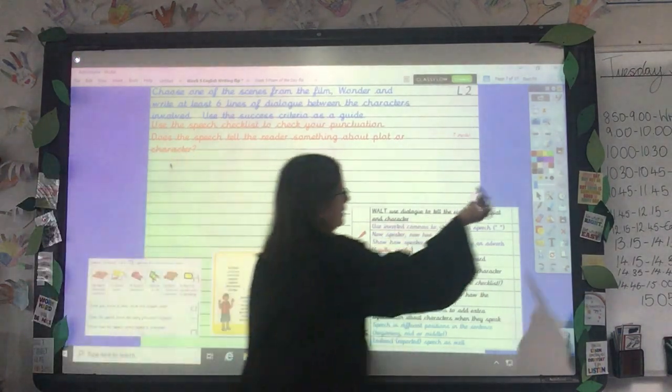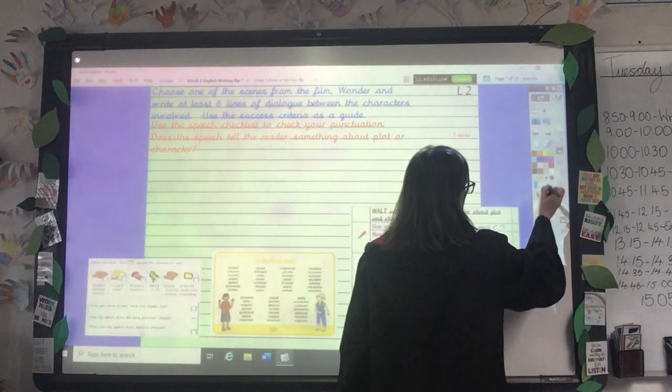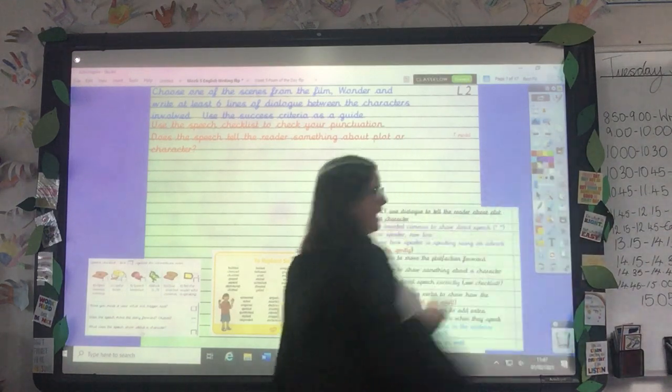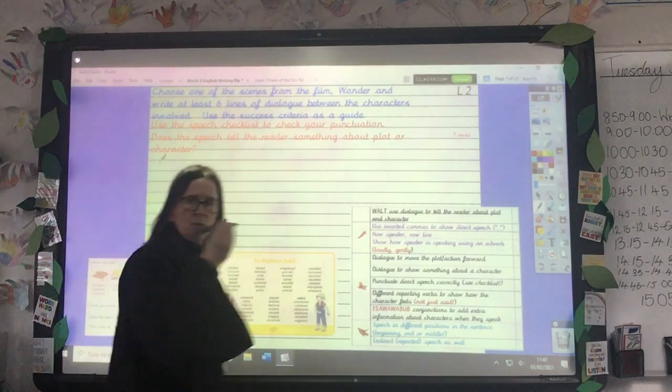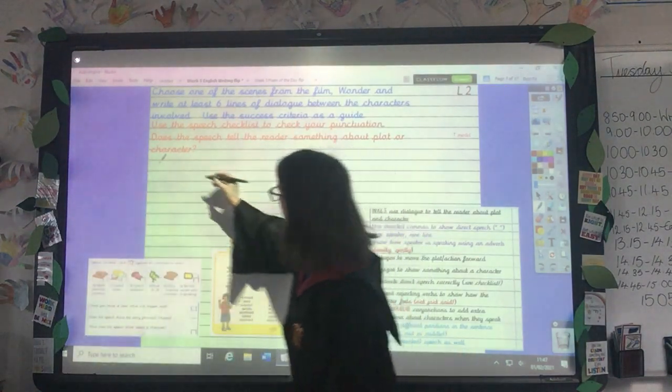Oops. Got the wrong coloured pen there. Oh, I didn't even put it on pen, that's why. I'm wondering which way is better for me to, if I do it this way, you can probably see better.